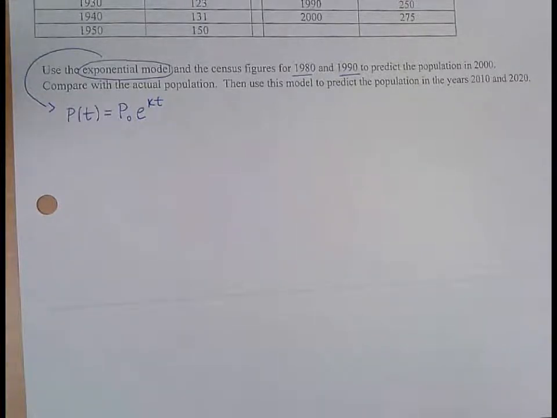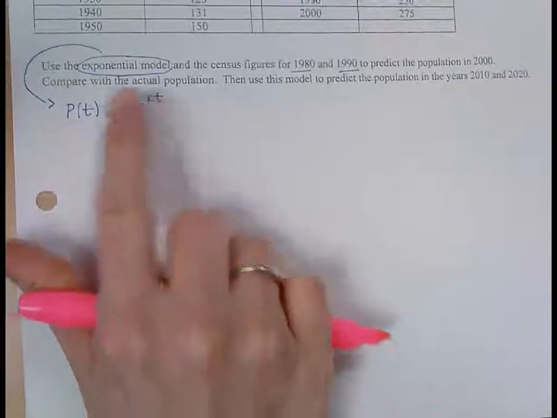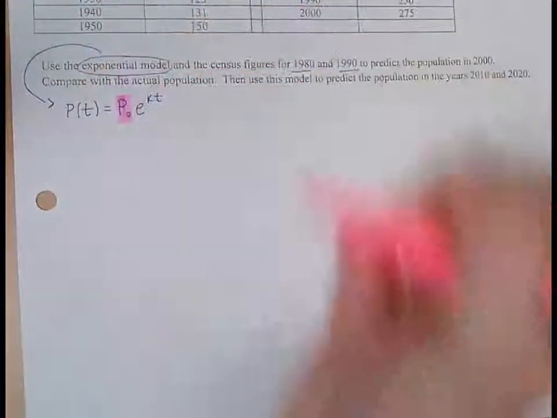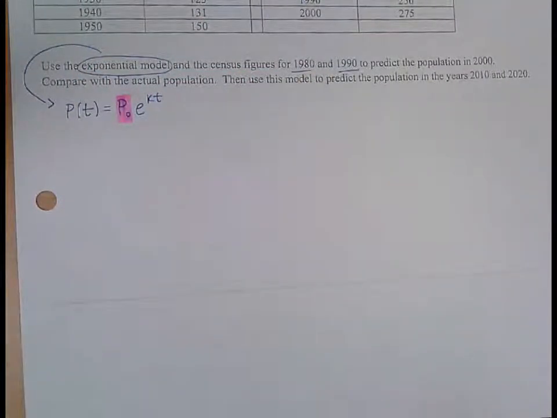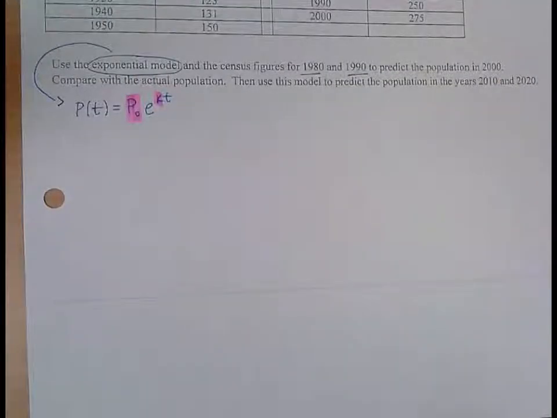Remember how we talked about on Monday, when you have a function like this, what we need to know is P sub 0, the initial population. We need a value for that. And then we also need to know k. And here we're not given the value that we would substitute in for either place, so we need to find what those values would be.